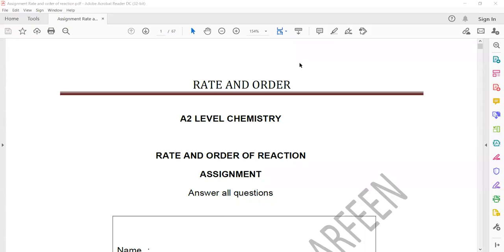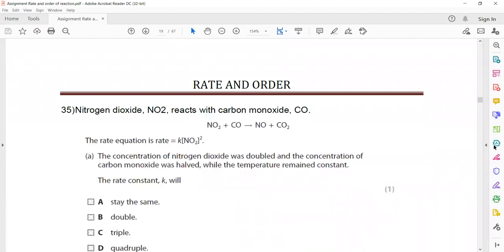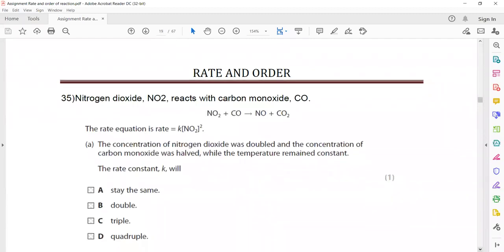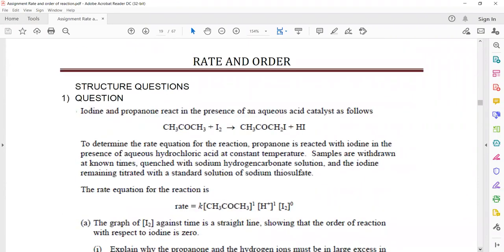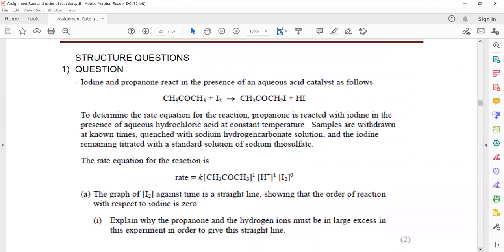So in this session, we will discuss a structure question related to the topic rate and order of the reaction. In this question, we have iodine and propanol reacting in the presence of aqueous acid as follows. The overall equation is given and the rate equation is also given.